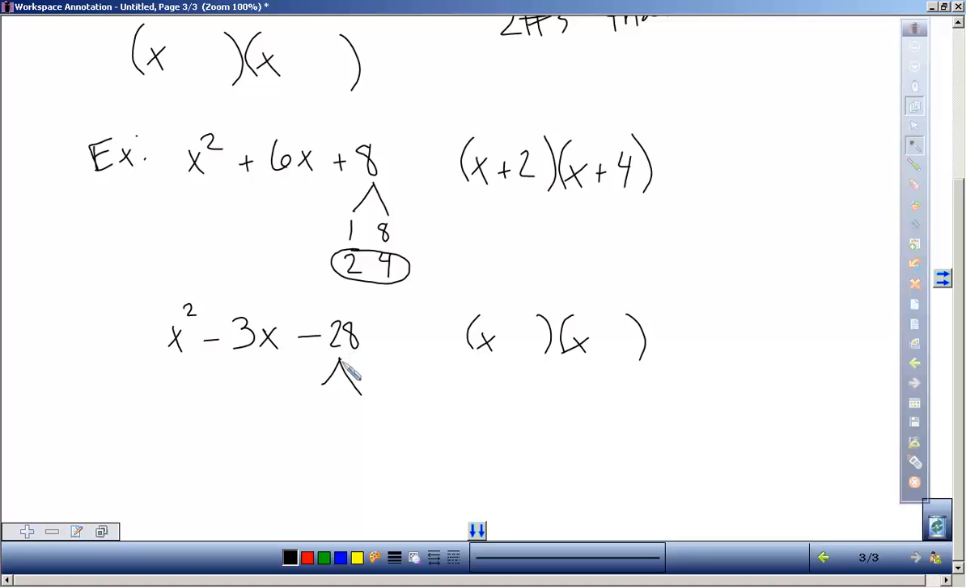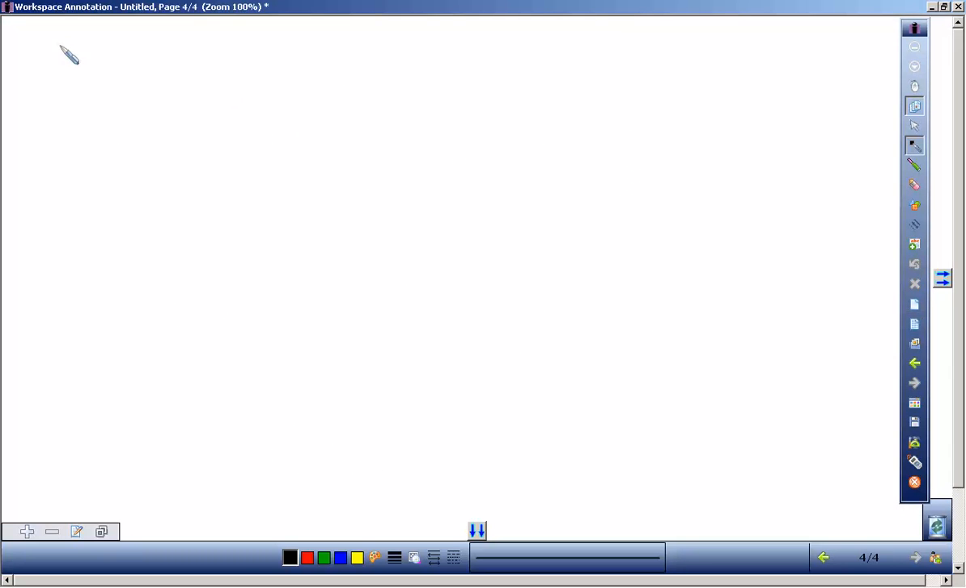So that means that the biggest one must be negative. So I think of pairs for 28. I got negative 28 and 1, negative 14 and 2, negative 7 and 4. Oh, wait a minute. Negative 7 plus 4 would equal negative 3. So it must be x minus 7 and x plus 4. And that's what it would factor to be. So two numbers that multiply to give me C, add to give me B.